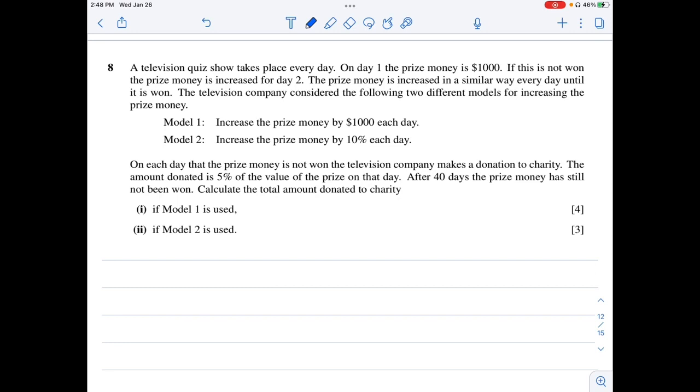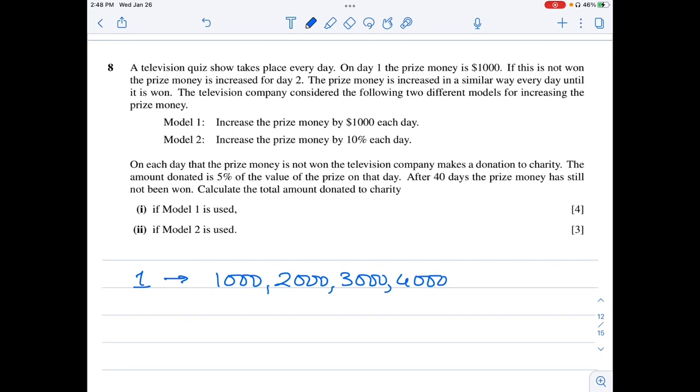The television company considered the following two models. Model 1: the increase of the money is 1000 each day. So if it is not won on the first day at 1000, the next day it becomes 2000. If it is still not won, it becomes 3000. If still not won, it becomes 4000, and so on. This is for model 1.